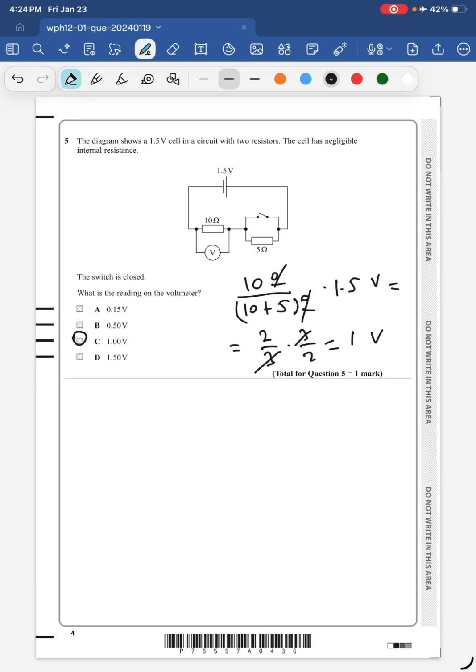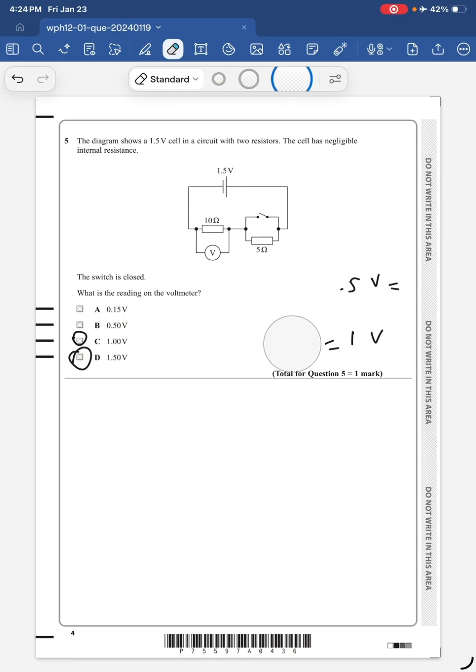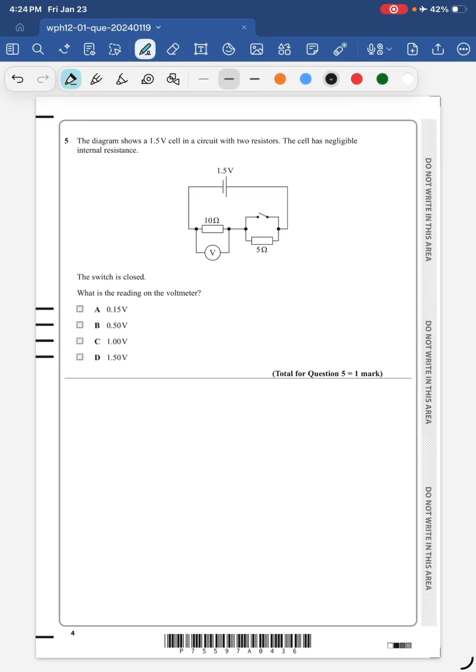But that's wrong, okay? So the mark scheme says that the answer is D. Let's go see why. It took me a while to convince myself. So don't worry if you got this wrong, or if your intuition fools you. It fooled me as well. So what's going on here?